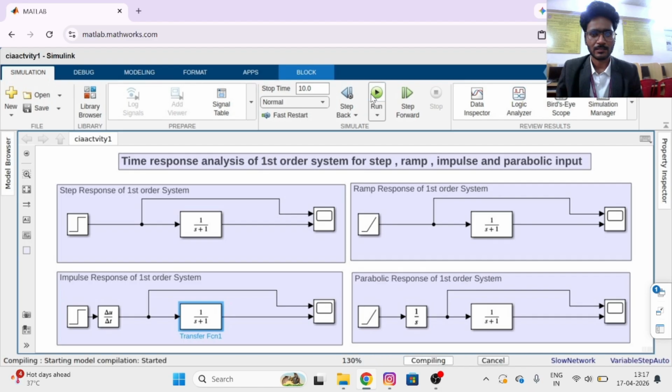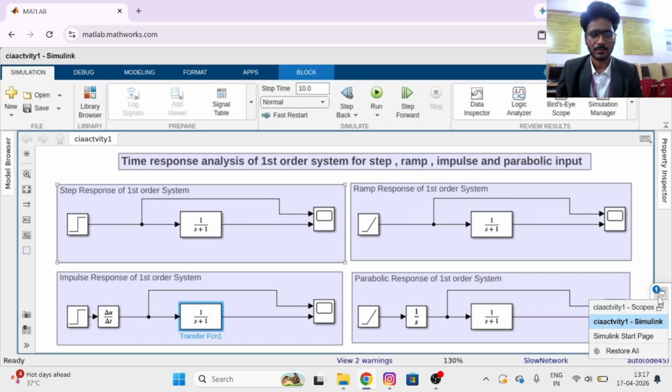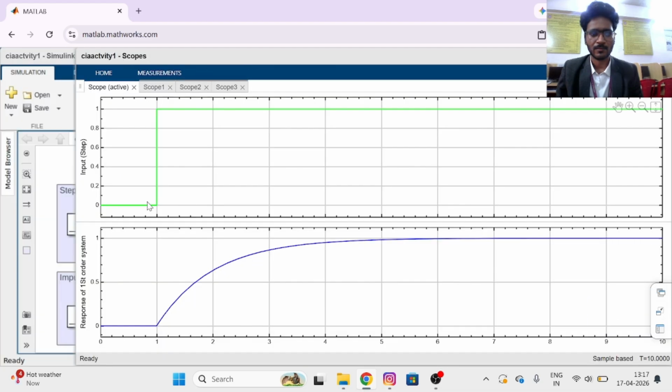So this is the model for the step response of the first order system. When we run this simulation, we get different values on the scope. The green line indicates the step function and the blue line indicates the step response for the first order system, which is increasing continuously.